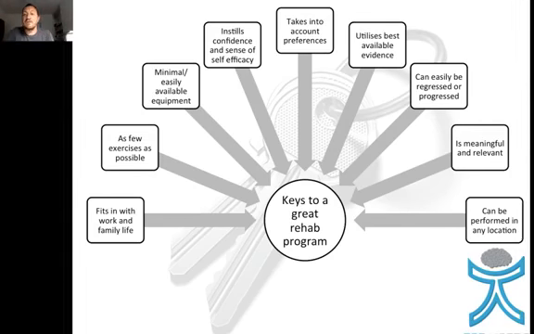Is it meaningful and relevant? That just means, does it have an impact or an effect or fit in with people's narrative or their belief structure? And if it doesn't, can we find that out? Can we attempt to help people change perspective? And finally, I think it's important that it fits into work, family and lifestyle factors, and that it can be performed in any location. So they're the kind of things that I'm going to think about.